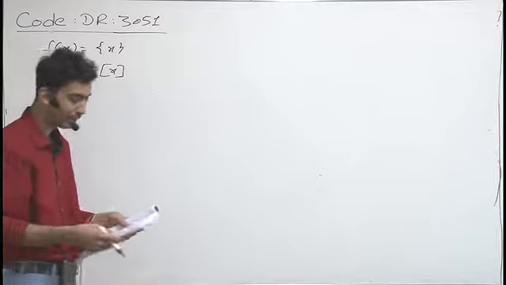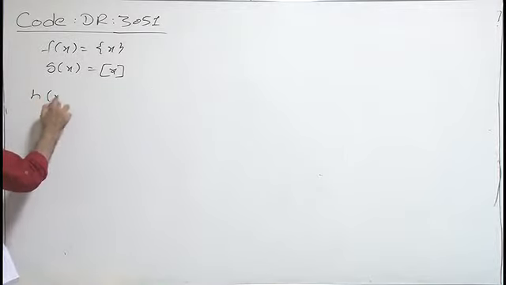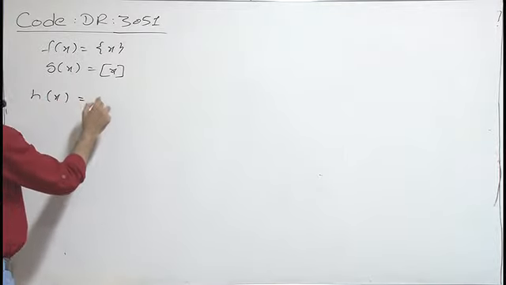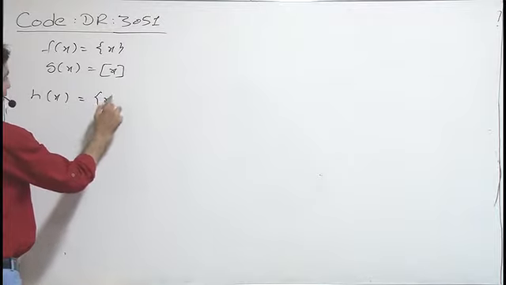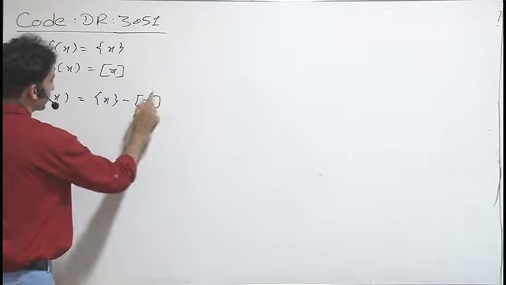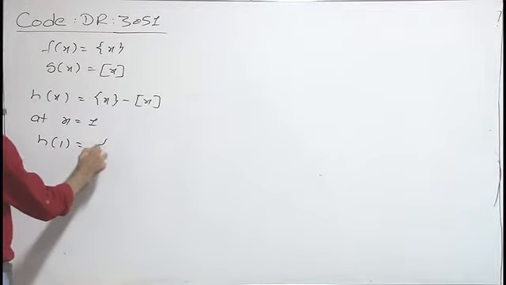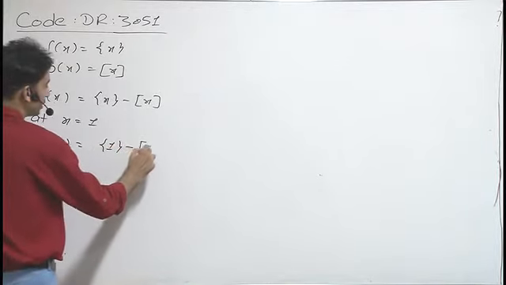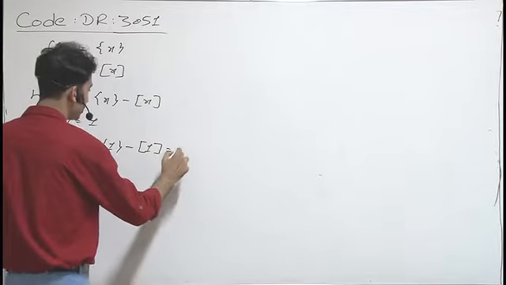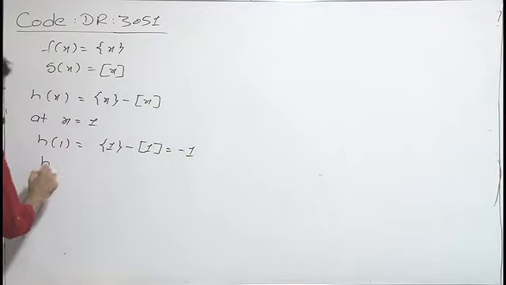In the third part, h(x) is defined as f(x) minus g(x). It means the fractional part of x minus the box of x. Now we are going to check the continuity of h(x) at x equal to 1. At x equal to 1, h(1) gives us the fractional part of 1 minus the box of 1, which gives us minus 1.